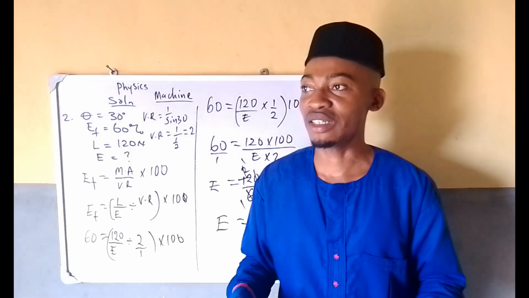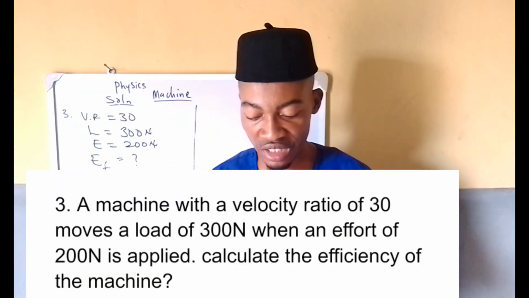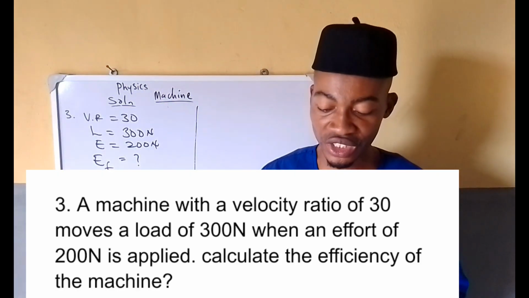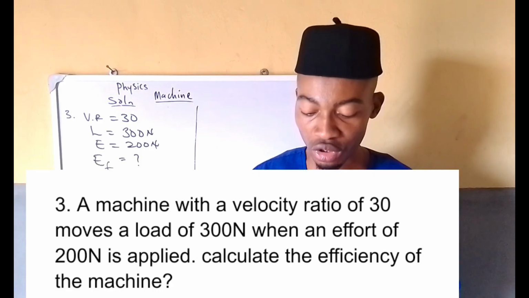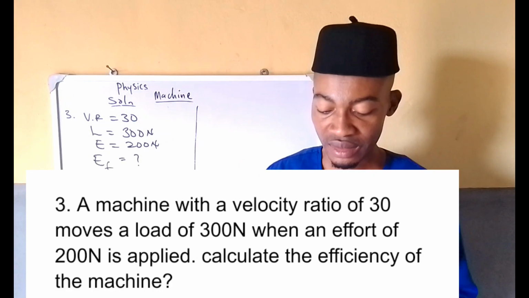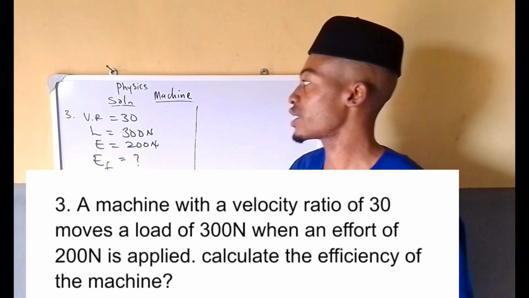Question number 3 now. Question number 3 is displayed on the screen, so join me as I read. A machine with a velocity ratio of 30 moves a load of 300 Newton when an effort of 200 Newton is applied. Calculate the efficiency of the machine.